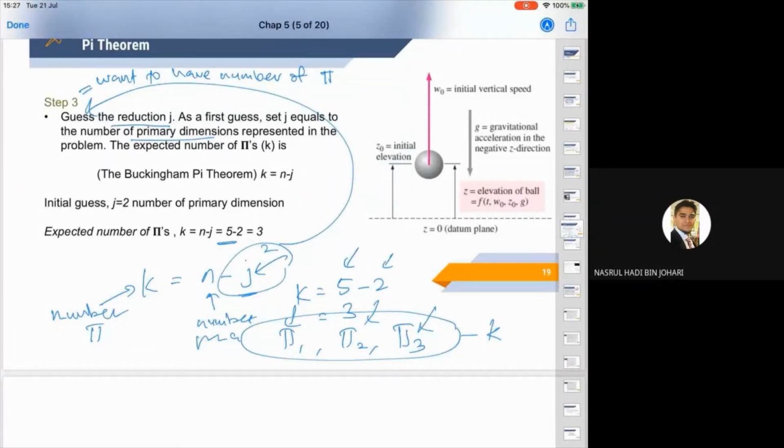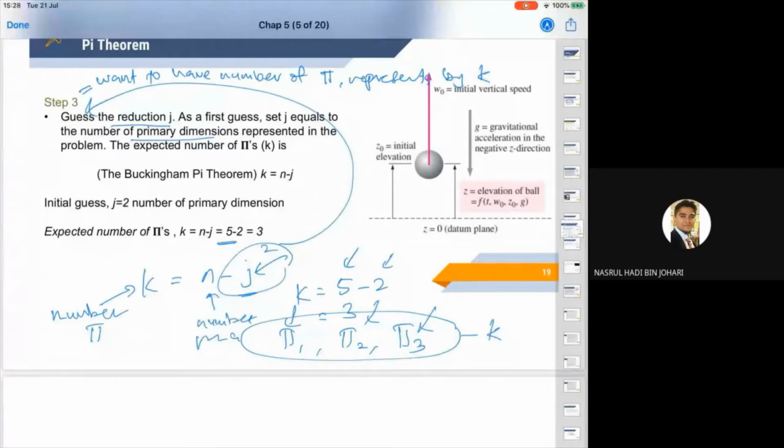Macam mana? Number of pi usually represented by K. Okay, so first we have to guess the reduction of J, because K is equal to N minus J.